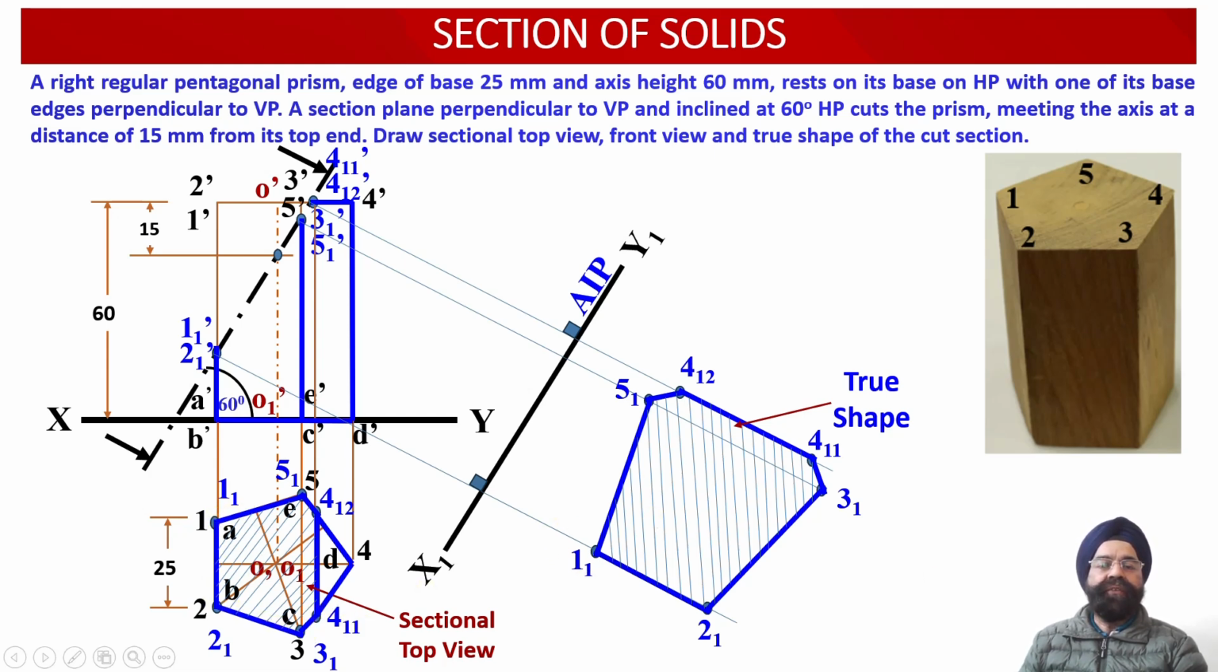So this way we have been able to obtain the front view orthographic projections and the top view orthographic projections corresponding to this truncated pentagonal prism, and we have also evaluated the true shape projections corresponding to this cut section using an auxiliary inclined plane x1 y1 parallel to the auxiliary inclined cutting plane. So this is all for today.